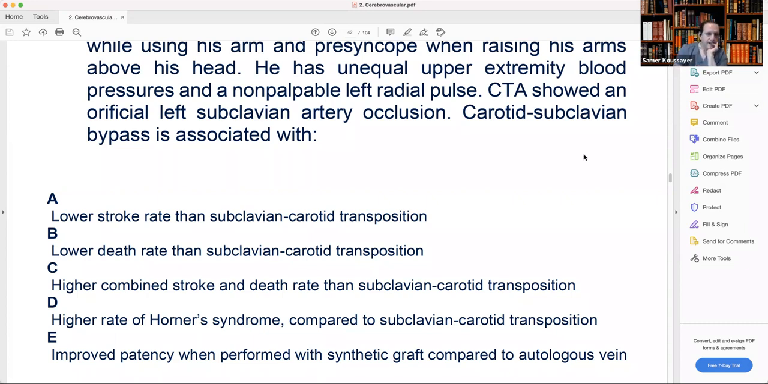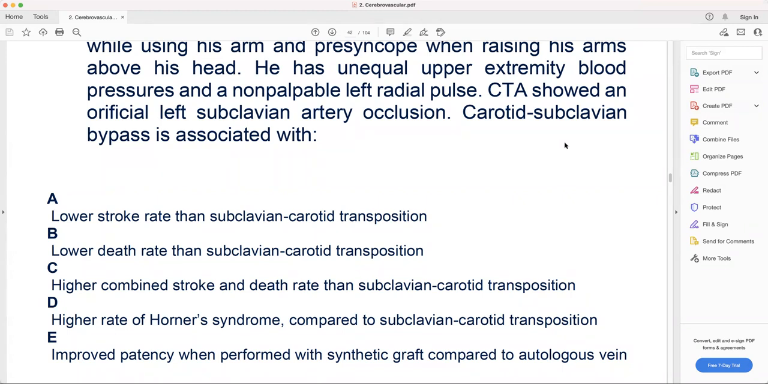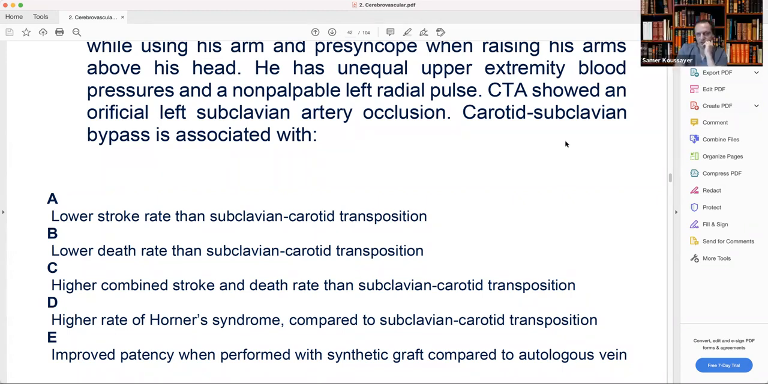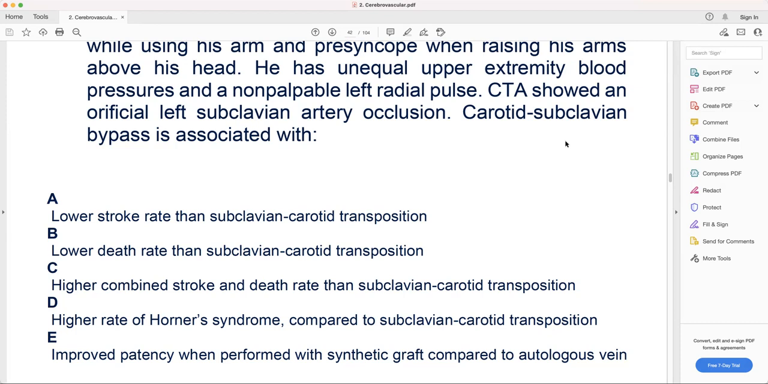Okay, clear. Any questions? So it's clear on this one. Again, there is no difference in patency, stroke, or death. The only difference is that if you want to get a good result, you have to use a synthetic graft. All right, let's see who's next.